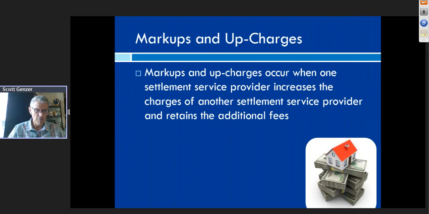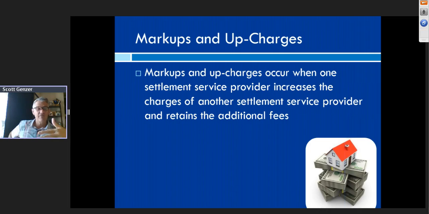All right. And remember, a markup or an upcharge: I'm going to charge you more for what somebody else is billing me, right? The appraiser's $450, I tell you $550. The appraiser bills me $450, I pay them $450. They're not getting a dime of the upcharge. So it's not a kickback, it's not a fee split. They're not paying it to me. I'm collecting it and skimming off the top. That's a markup or upcharge.